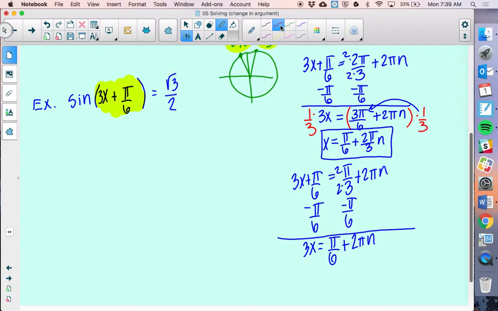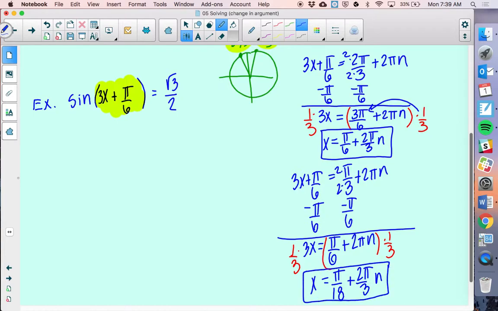And I'm going to multiply by 1/3 to get rid of the 3 in front of the x. So now I have x equals pi over 18 plus 2 pi over 3 n. And that's my other solution. So both of these together give me all real solutions for x for the second example.